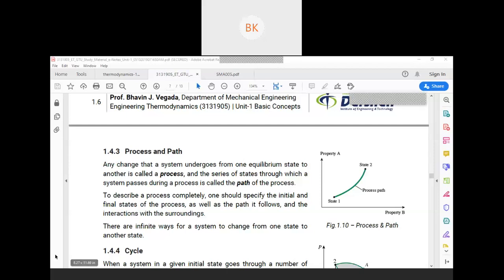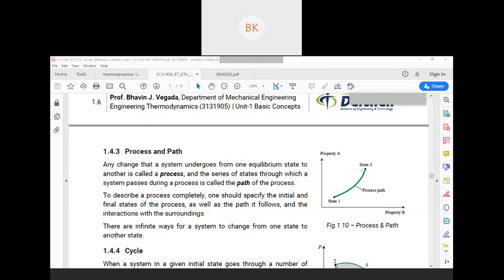Now, what is the meaning of this? We'll try to elaborate. Any change of the system from one equilibrium state to another equilibrium state. If you see the chart over here, the graph, you can see state number 1 and state number 2. We know that the properties have changed. Property A is changing and property B is changing. For state number 1 the properties are different, and for state number 2 the properties are again different. So whatever change happens between state 1 and state 2 is called a process, and it is independent of the path.